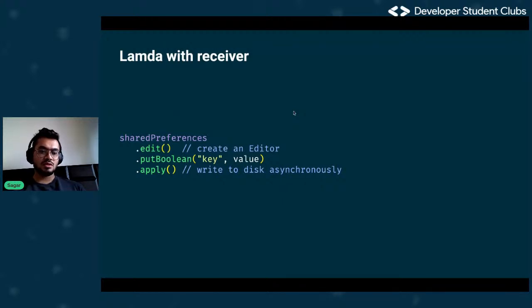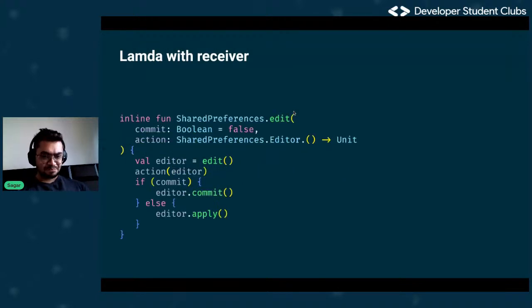So you call the edit method on the shared preference to return an editor, and then you can call putBoolean, putString, putInt, whatever you want, and then you call the apply function. But we can make this more concise and more clear using lambda with receiver. So you can define an extension on top of shared preference, which will take a lambda with receiver, in this case action, which is taking another function, which is nothing but an editor, the extension on top of SharedPreferences.Editor.